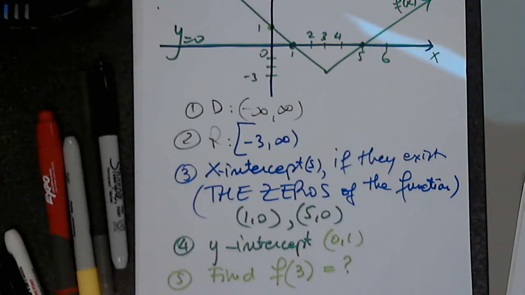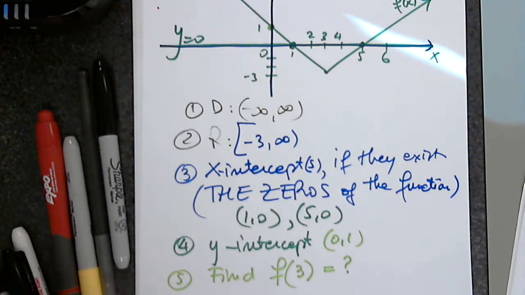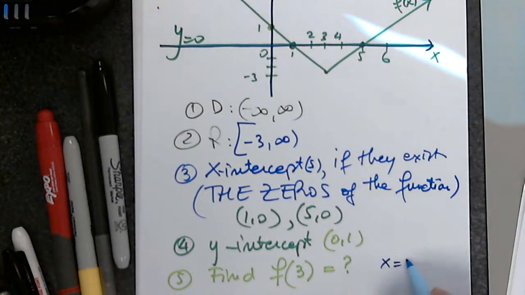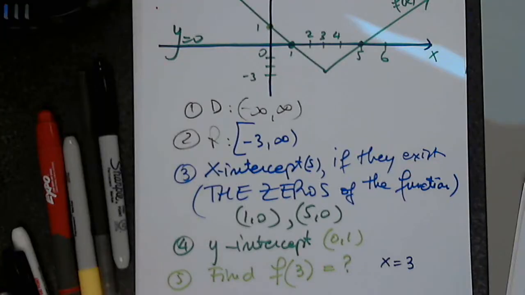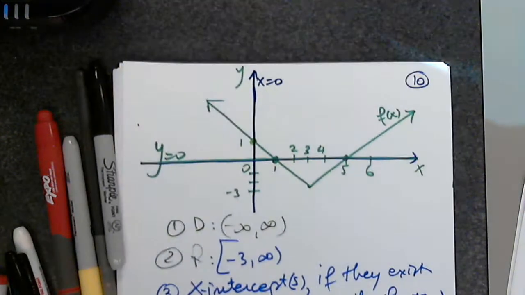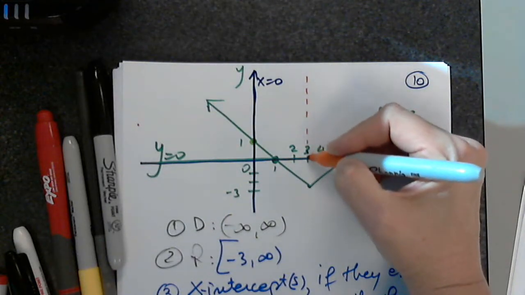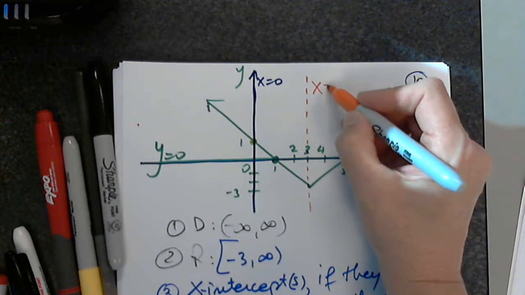What is given in this question? I'm asked to find f of 3. What is given to me? The x is given. Excellent. So x equals 3. How do I graph? This is not a point. How do I graph x equals 3? It's a vertical line at 3. X equals 3 is a vertical line at 3. You can imagine that you draw it or actually draw it. This is x equals 3.